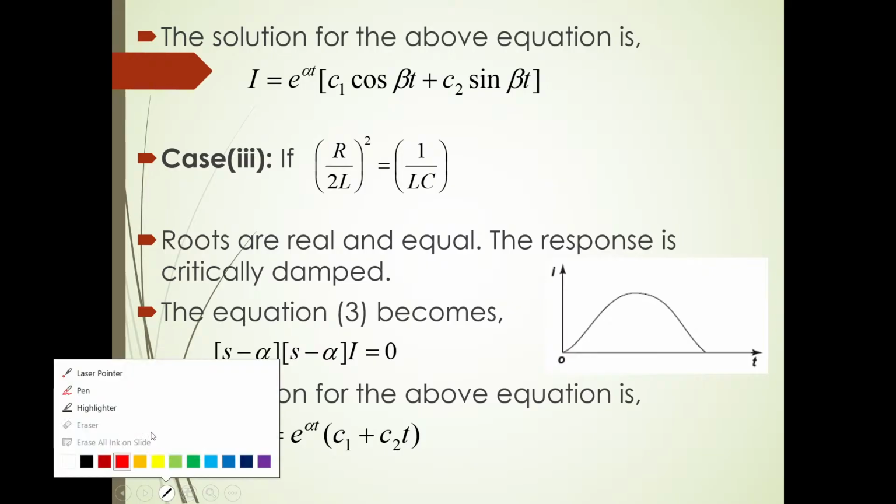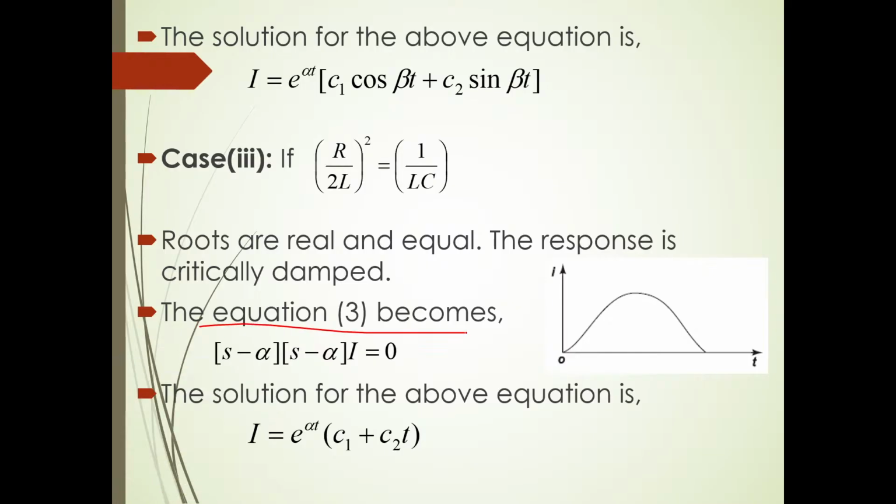So the roots are real and equal, so equation 3 will become (S minus alpha) into (S minus alpha) into I equal to 0. Therefore, the solution for this equation is I equal to e power alpha t into (C1 plus C2 t). You must know how to write the solution for the given expression, then only you will be able to understand. You must have prior knowledge of what the solution for differential equations is, otherwise you won't be able to follow this session.